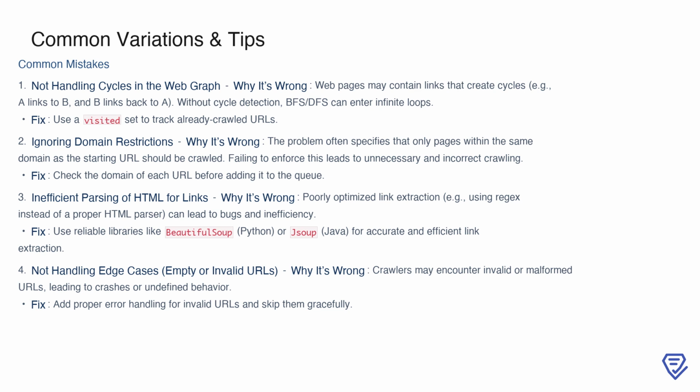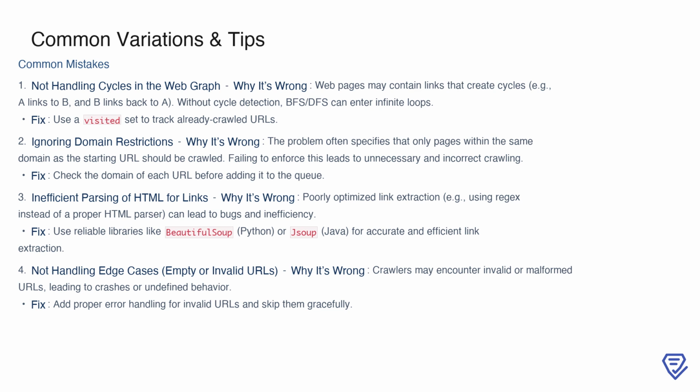For example, cycles in the web graph can lead to infinite loops during traversal. This happens when pages link back to each other, such as page A linking to page B and vice versa. The solution is to use a visited set to track URLs that have already been crawled, ensuring you don't process the same page multiple times.